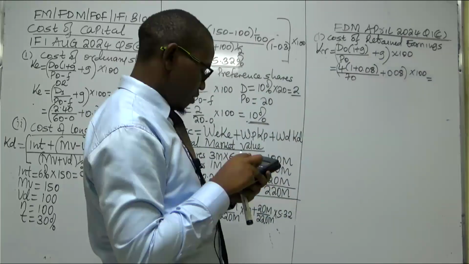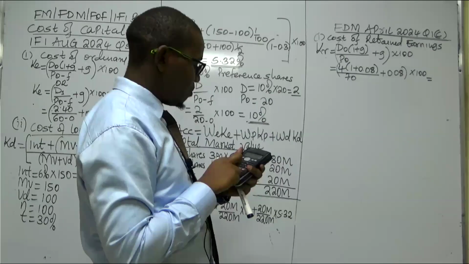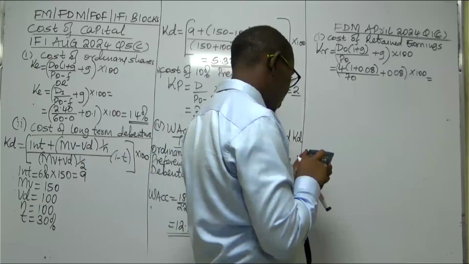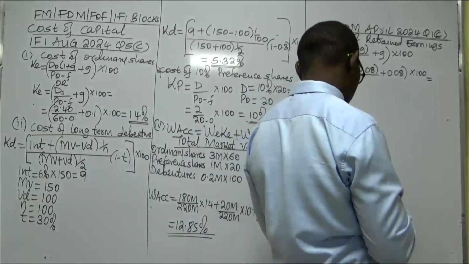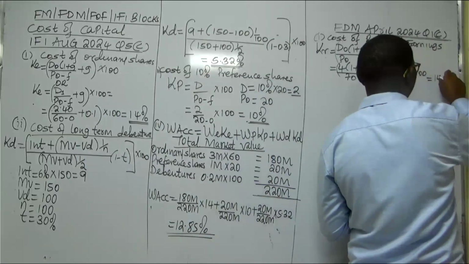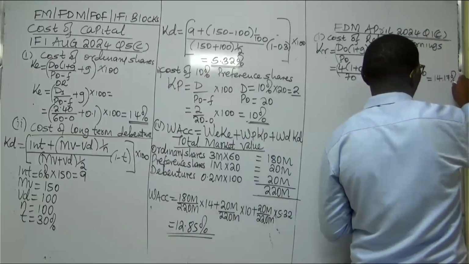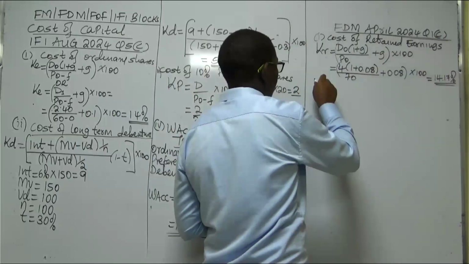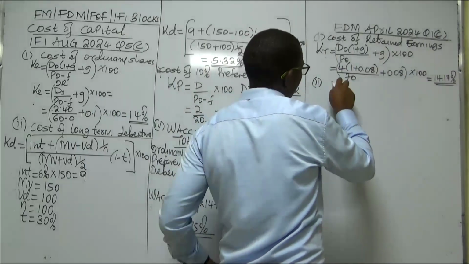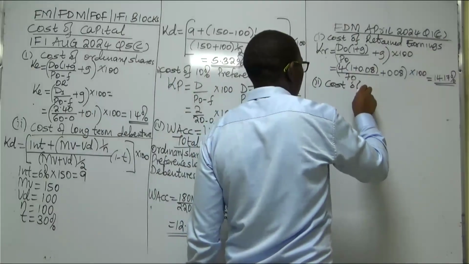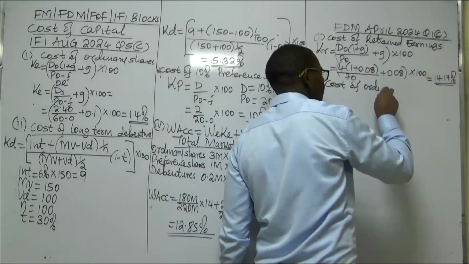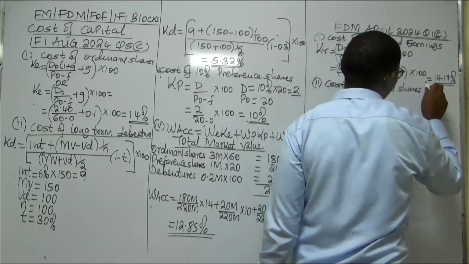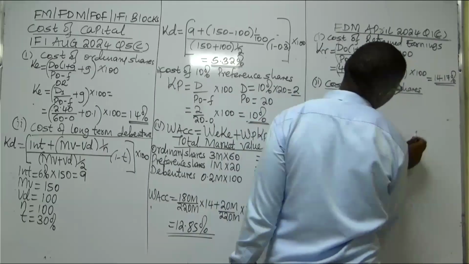This will be 4, you multiply by 1.08 divided by 70 plus 0.08 times 100. This is 14.17. That one is the cost of ordinary shares. Roman number 2, cost of ordinary shares.